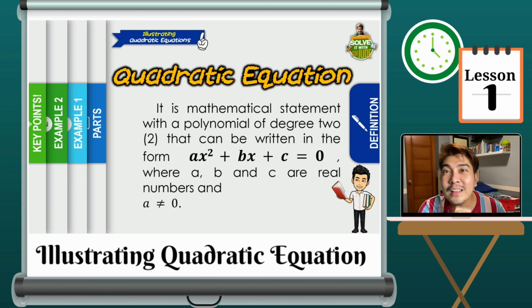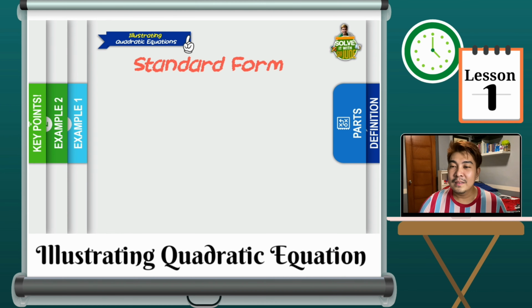Sabi nga sa inyo nung grade 8 kayo na ang linear equation ay isang equation with a polynomial with a degree 1. Okay? So yun yung pinagkaiba ni linear kay quadratic. Kaya yung restriction na a should not be equal to 0, hindi yun kailangan tanggalin. Because that will make the quadratic equation unique from other equations. Okay, so let us proceed.